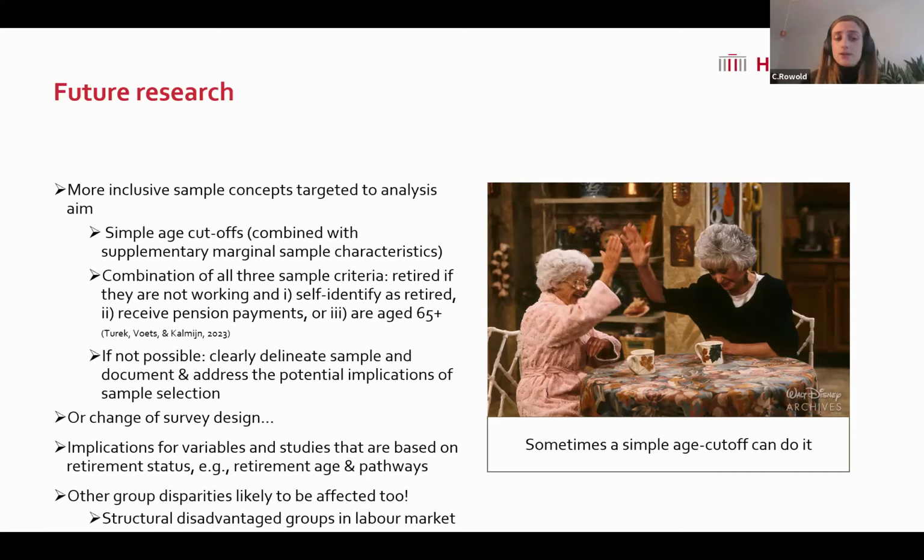And lastly, obviously, other groups and group disparities are likely to be affected too, especially those groups that are also disadvantaged in the labor market. Again, I can see this also for individuals with unemployment and sickness experiences, but it might be also the case for race, migration status, and other groups. Okay, that's it about the first paper, unless there are important clarification questions.